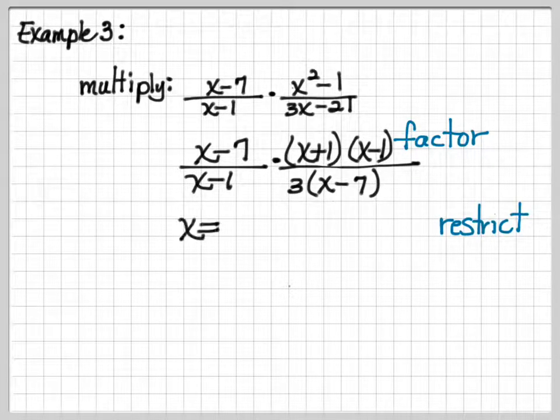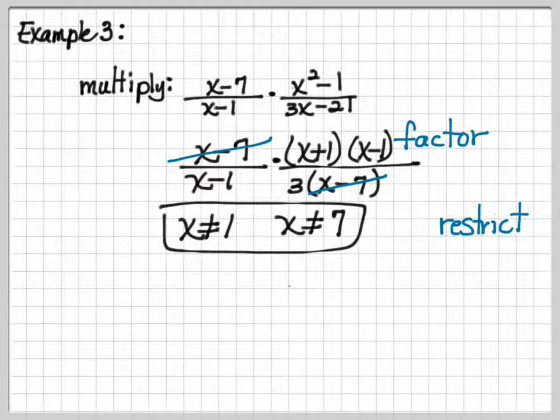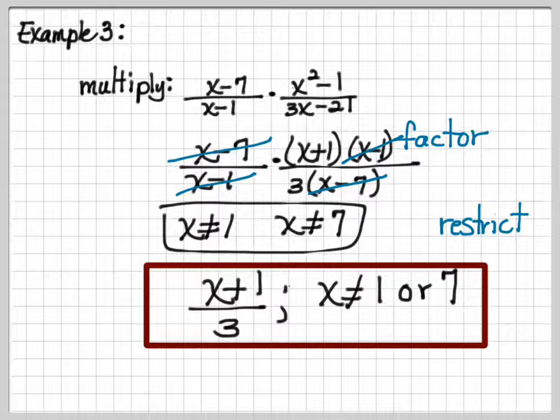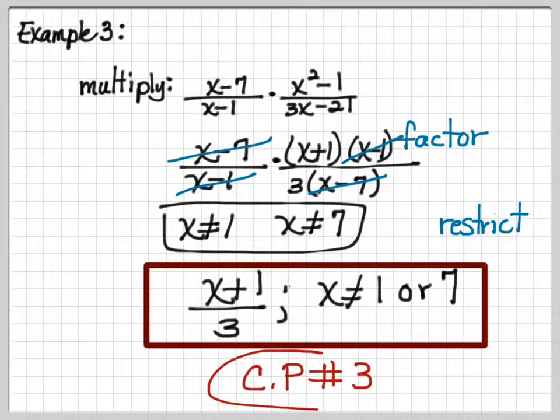Now what will the restrictions be? Well, x cannot be 1, and x cannot be 7. Now we can cancel the x minus 7 and the x minus 7, and an x minus 1 and an x minus 1, so that leaves us with (x plus 1) over 3. And once again, notice, if you go ahead and cancel before you set the restrictions, (x plus 1) over 3 has no restrictions, so be careful about that. So it's x cannot equal 1 or 7. So go ahead and do your checkpoint number 3.